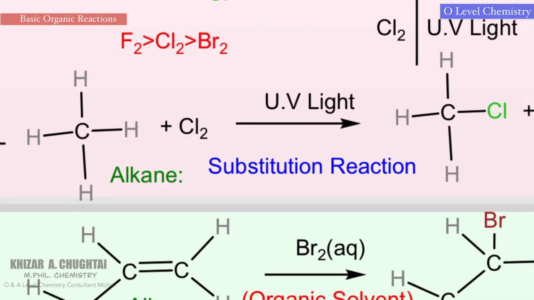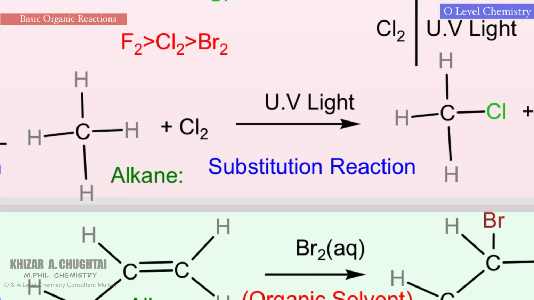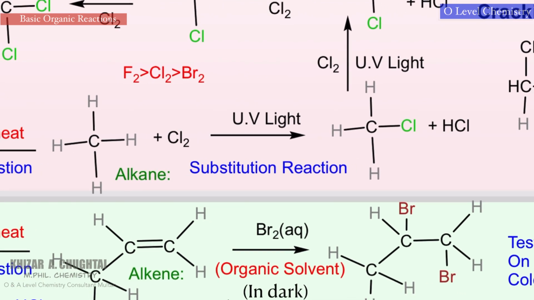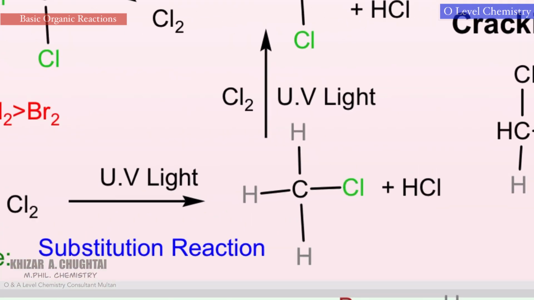Now come to the substitution reaction. In substitution reaction, alkanes react with halogens like fluorine, chlorine, bromine in the presence of UV light. So the condition is UV light, and the reagent is Cl2. In this case, there is a substitution of hydrogen by a halo group, by Cl, Br, or F, and so on. Each time one hydrogen is replaced and one halogen is introduced. As a result, there is the formation of an inorganic product that is HCl.